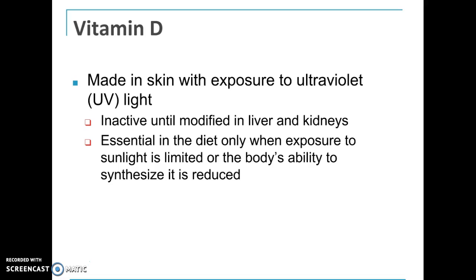Vitamin D is next. It's made in the skin with exposure to UVB rays. We're only exposed to UVB rays for about half the year. So you really have to be at a certain latitude from the equator to have this happen year round. It's inactive until it's modified in the liver and kidneys. And when we don't have this happening, from around April through October, we're going to need to take in vitamin D from the diet.